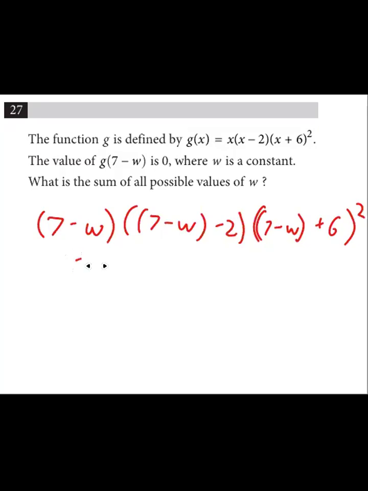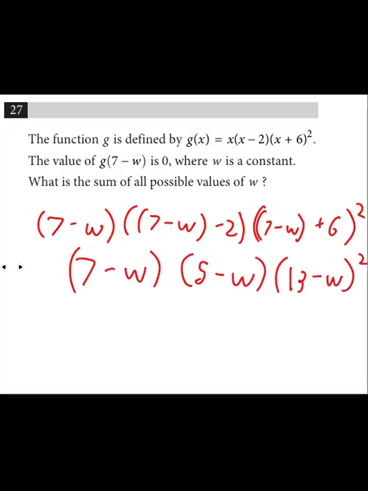So that's just plugging in for x, and we know that this is equal to, well, let's just simplify first. 7 minus w, 7 minus w minus 2, so that's just 7 minus 2 is 5 minus w, and this is 7 plus 6 is 13 minus w squared. And we know that the value of this is equal to 0, so we can just do 0.